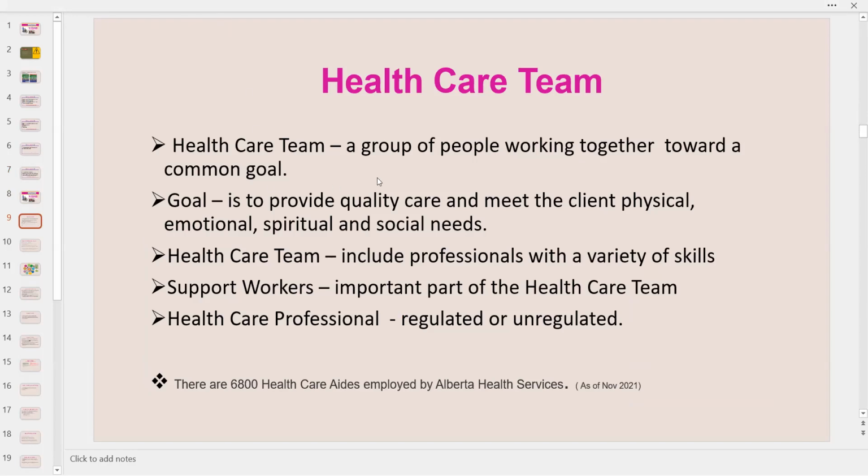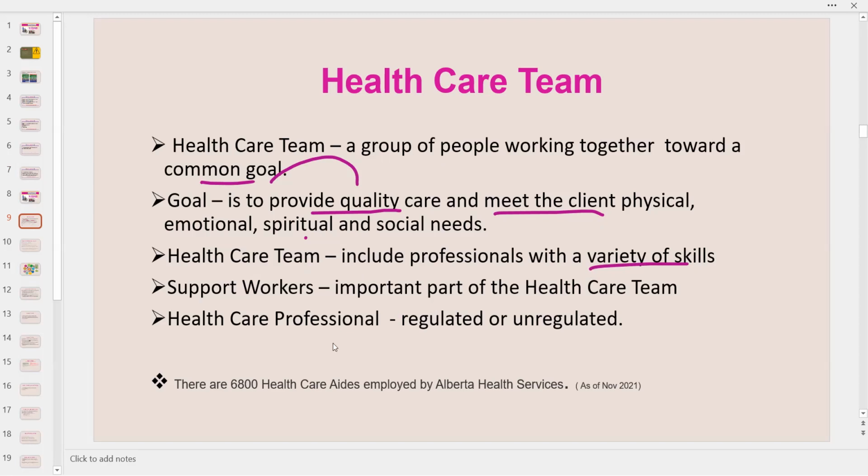Now let's continue with the healthcare team. The healthcare team is a group of people working together toward a common goal, and the goal is to provide quality care to the client, meet the client's physical, emotional, spiritual, and social needs. Now the healthcare team is composed of professionals coming from different disciplines, and they come in with a variety of skills. The support worker is an important part of the healthcare team.